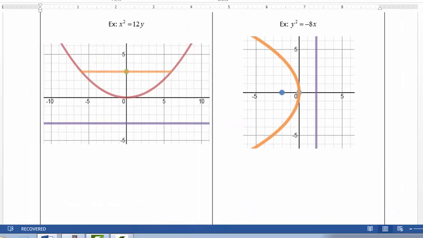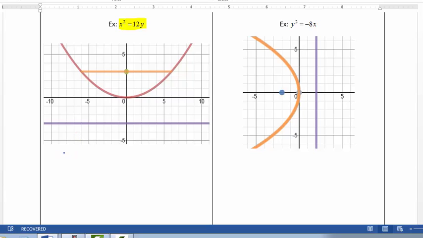So we looked at the general form of the parabolas. Now we'll look at more specific parabolas, right? So I have two parabolas here. The first one is x squared equals 12y. Okay, so the first thing you'd really want to do with this is try to write it in that standard form that we had, the x squared equals 4py form.